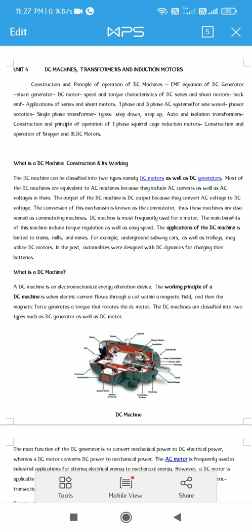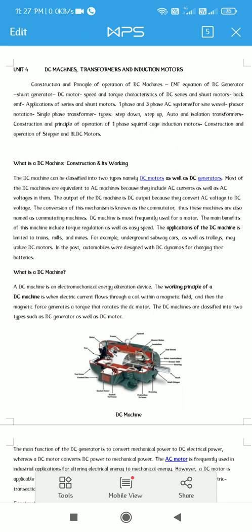Good morning to all. Today we are going to start our fourth unit: DC machines, transformers and induction motors. From this main topic, we have subdivision topics: construction and principle of operation of DC machines, EMF equation of DC generator, shunt generator, DC motor, speed and torque characteristics of DC series and shunt motors, back EMF, applications of series and shunt motors, single phase and three phase AC systems, phasor notations, single phase transformer and its types, construction and principle of operation of single phase squirrel cage induction motors, construction and operation of stepper and BLDC motor. BLDC means brushless DC motors.